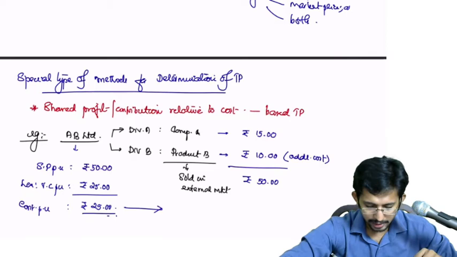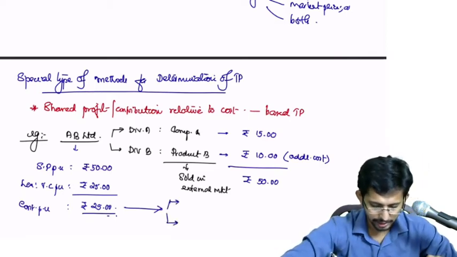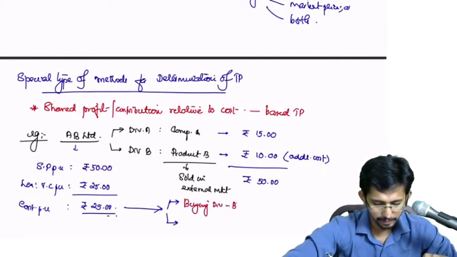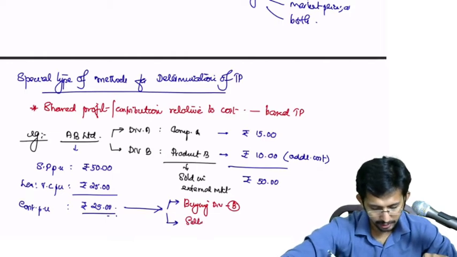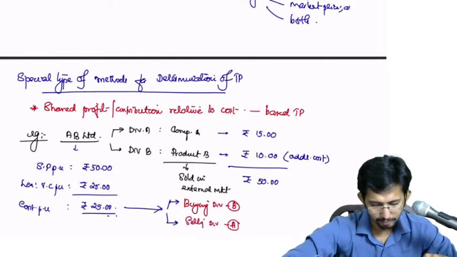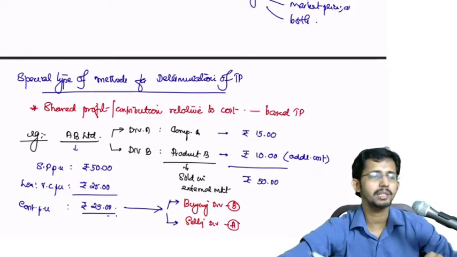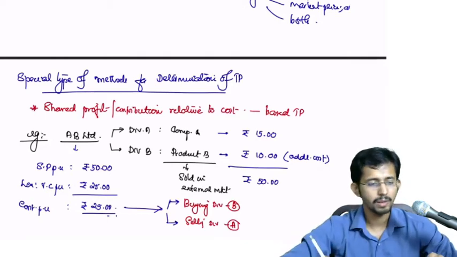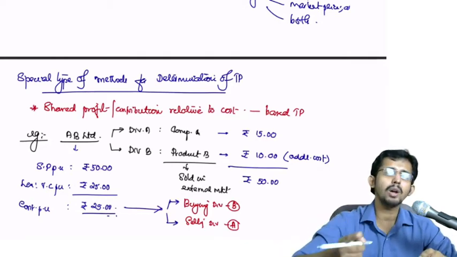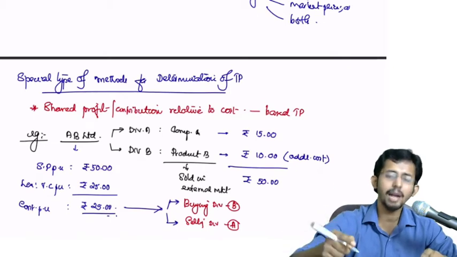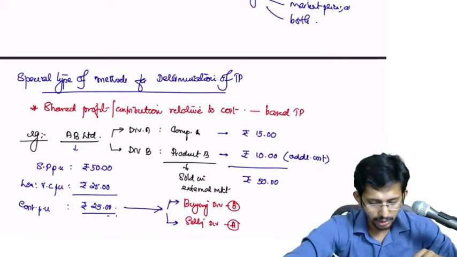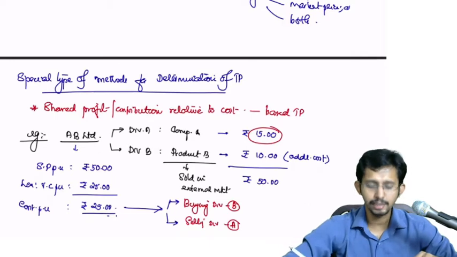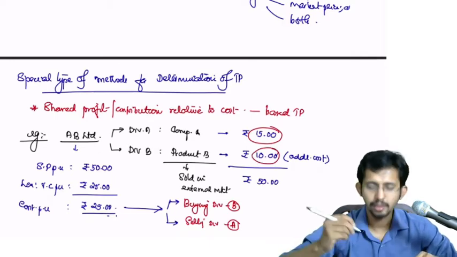Now what we will do in this method is, the total contribution of this company, that is this 25 rupees per unit, will be shared between the buying division, which is division B, and the selling division, which is division A. How do you apportion this total contribution between these two? On the basis of cost. On the basis of the individual cost incurred by each of these divisions. For A it is 15, and for B it is 10.